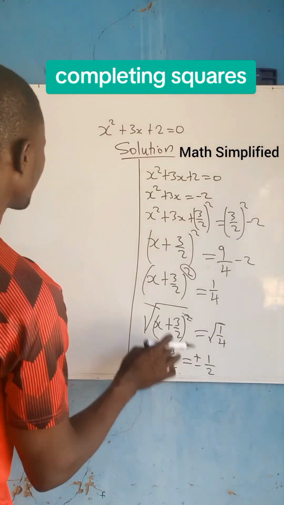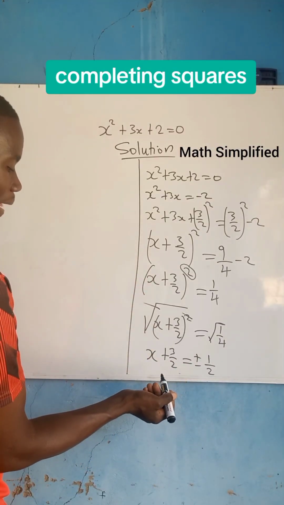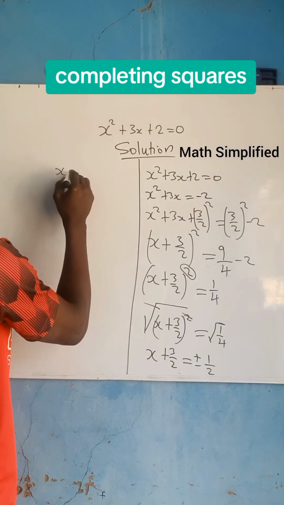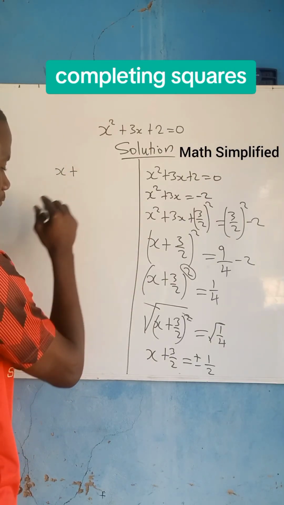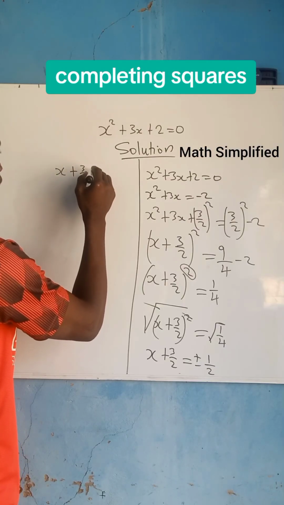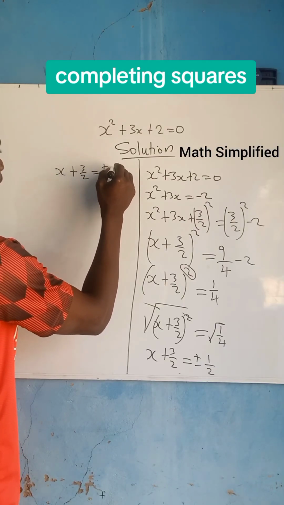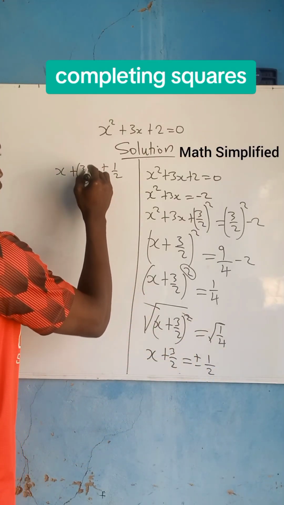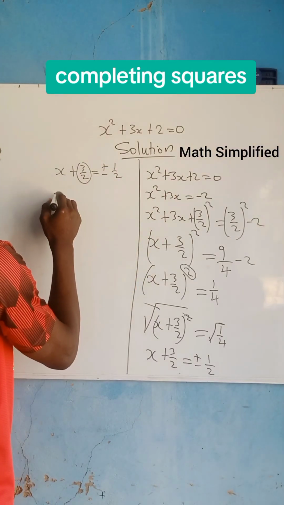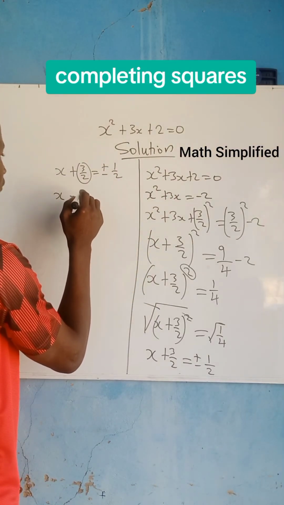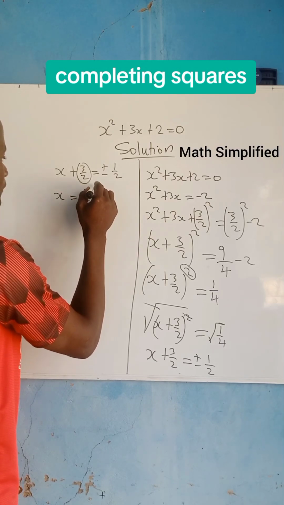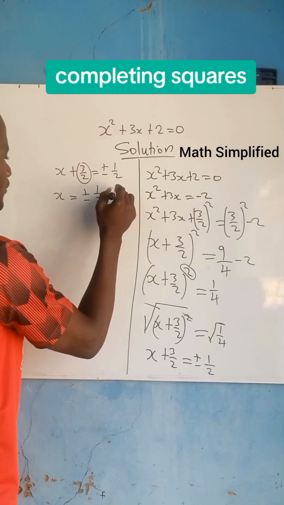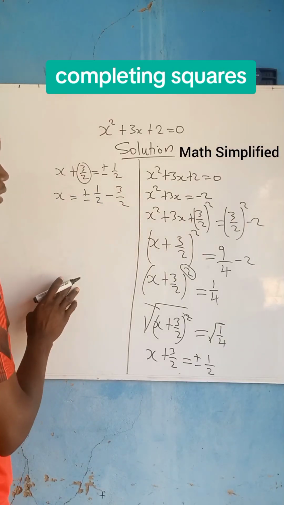Okay, now after this, we can group like terms. So I have x plus 3 over 2 equal to plus or minus half. We are going to group like terms. We'll send this one to this side of the equation. So I have x equal to plus or minus half minus 3 over 2, isn't it?